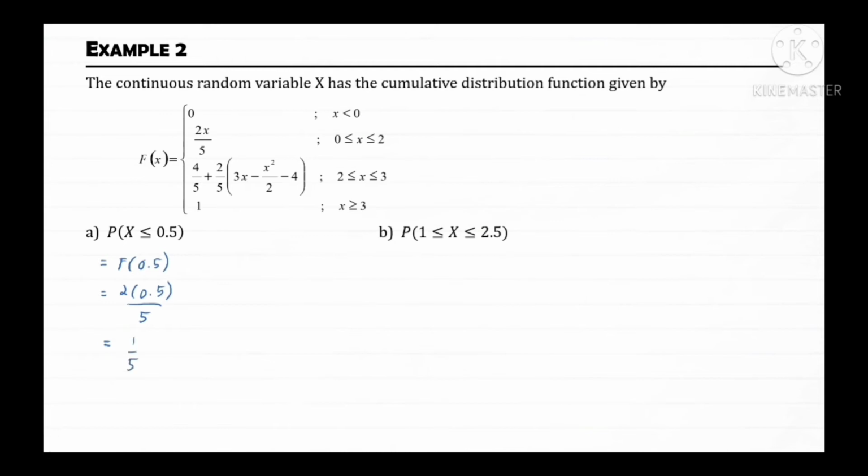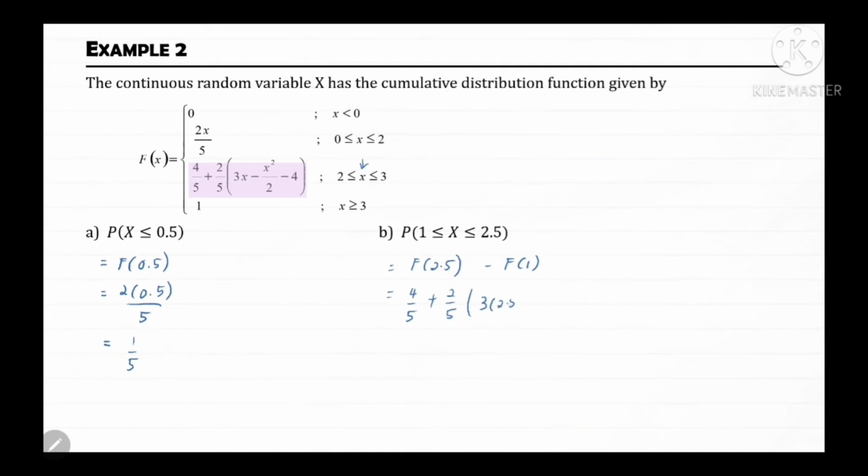Part B, X from 1 to 2.5, equals F of 2.5 minus F(1). So 2.5 is between 2 and 3. So the function is 4 over 5 plus 2 over 5.